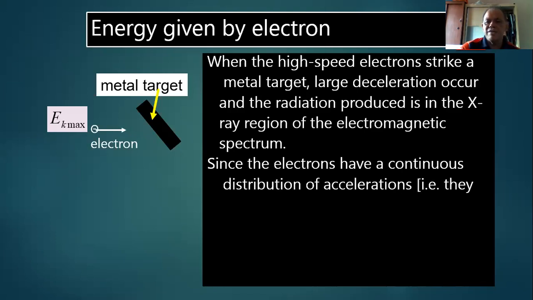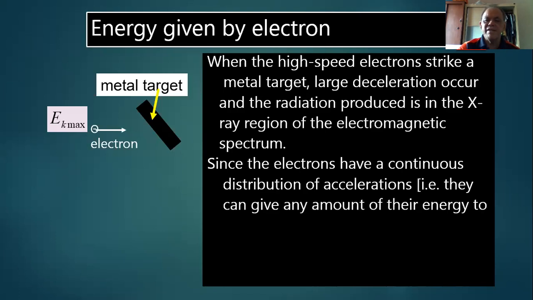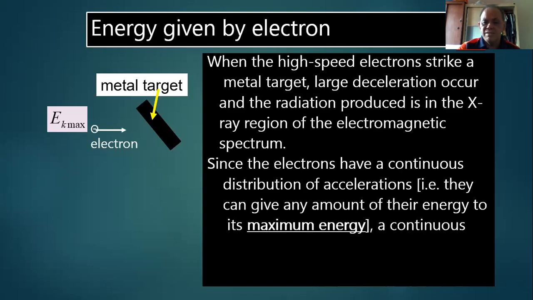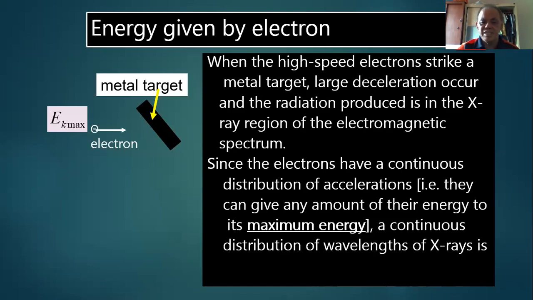Since the electrons have a continuous distribution of acceleration, they can give any amount. Right? They don't have to give all of it. They can give from a small value to the largest value, or maximum energy. That's why we have a continuous distribution of energy for the wavelength produced.